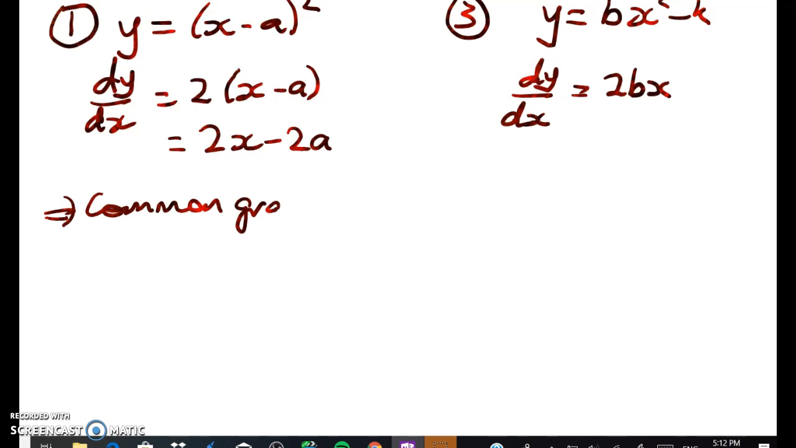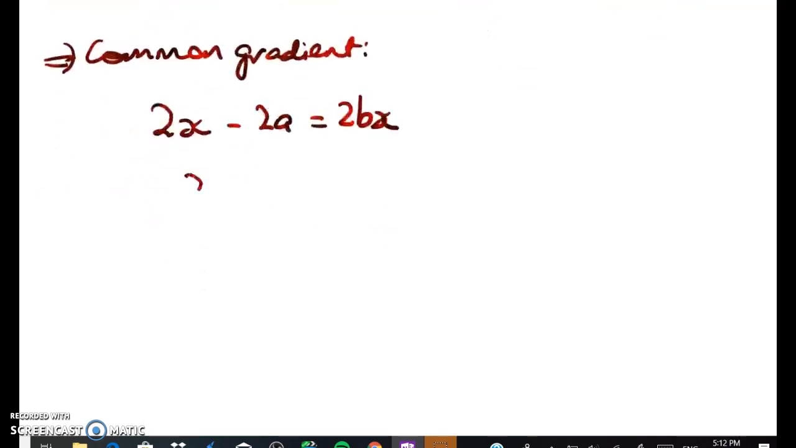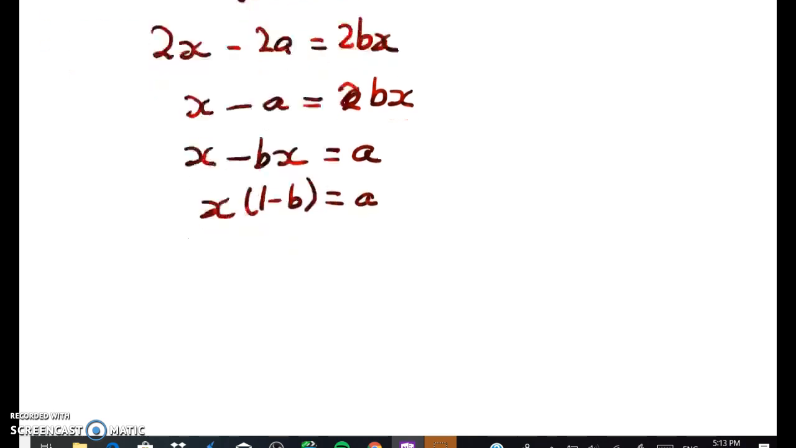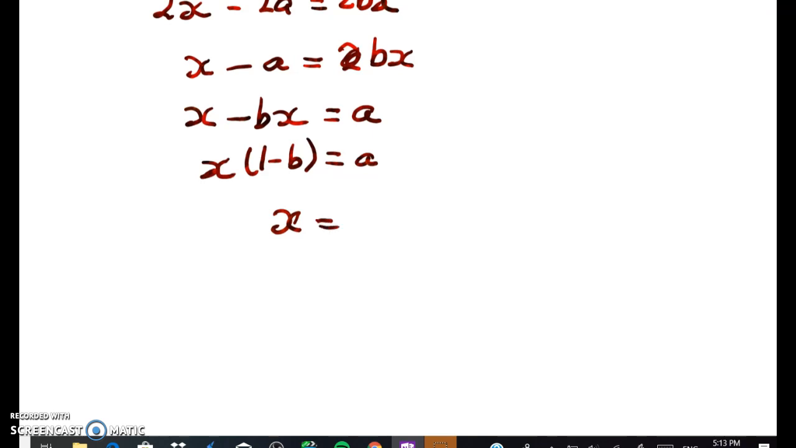what do we get? Well, we have 2x minus 2a is equal to 2bx. So I'll divide through by 2. x minus a is equal to bx. Collecting like terms, we have x minus bx is equal to a. And I can now solve that for x. So x is equal to a over 1 minus b.